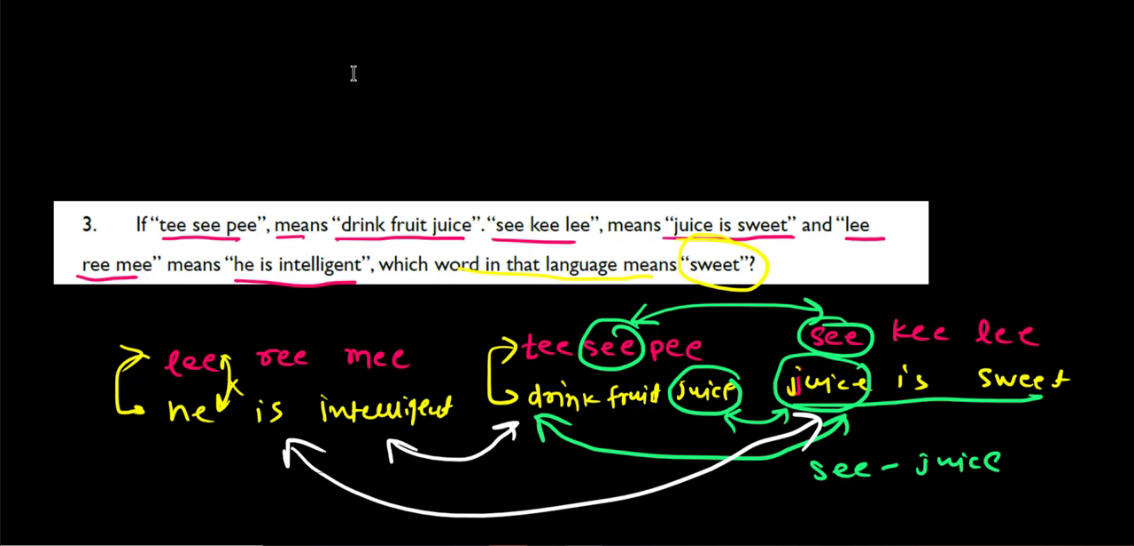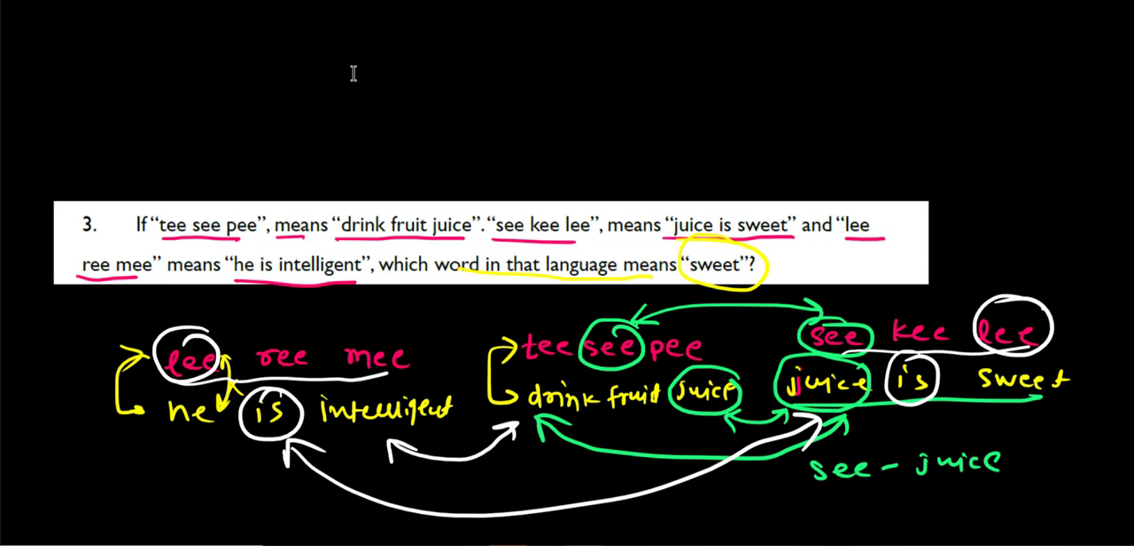You can see 'is' is the common word between these two sentences. Just find out what is the word common between these two. You can see li ri mi and C ki li. Li is the common word between those two. So that means 'is' corresponds to li, because 'is' is the common word between these two pairs. Let's say 1, 2 and 3. Between the 1st and 3rd, 'is' is common, and between li ri mi and C ki li, li is common, so 'is' would correspond to li. Now we have to find the meaning of sweet.